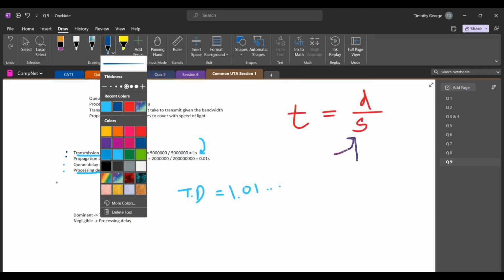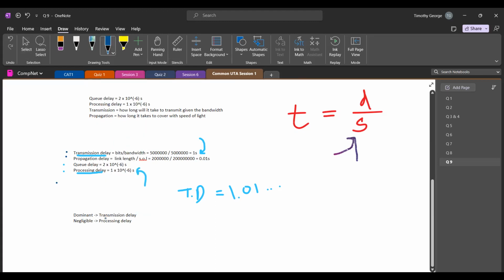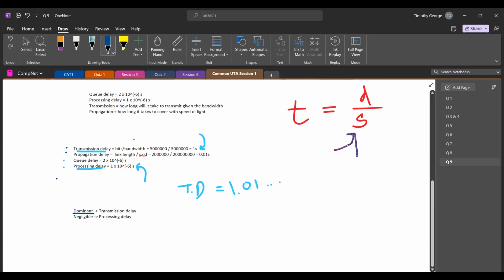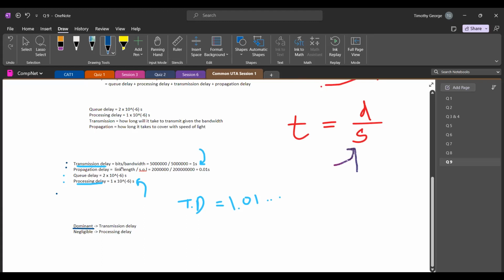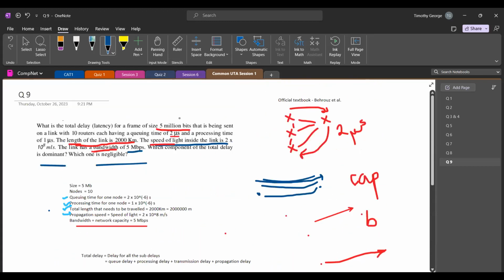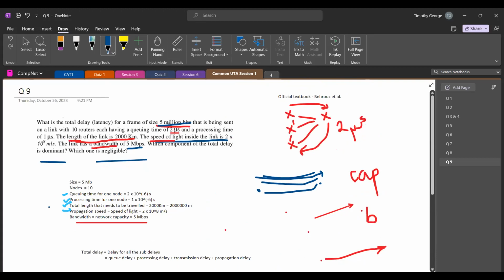what makes transmission so dominant? You can look at what transmission is. It's bits per bandwidth, and a large size of bits is what's causing this high transmission delay. Do we have a large size of bits? We have 5 million bits. So most of the delay that we have here is coming from the sheer size of the frame.